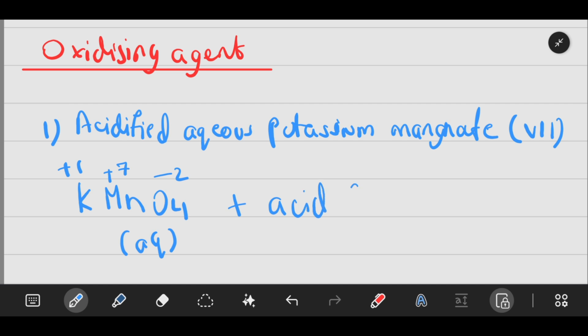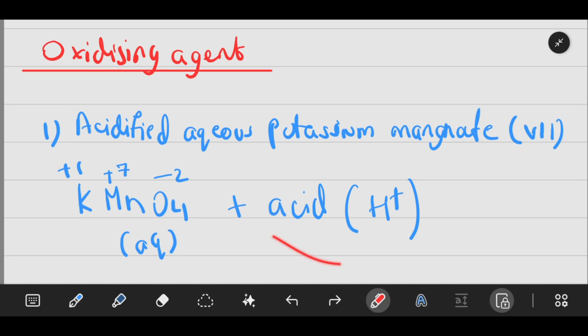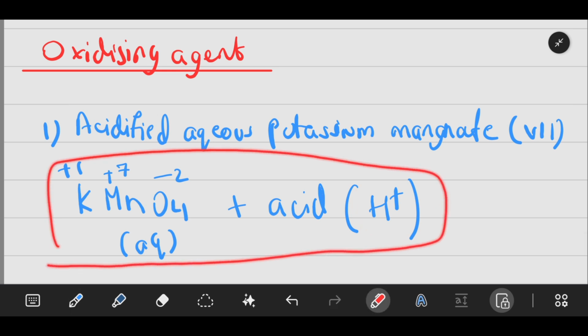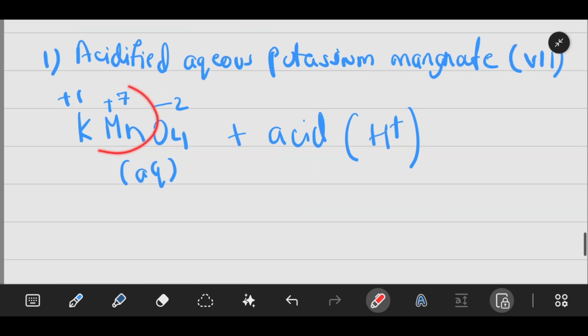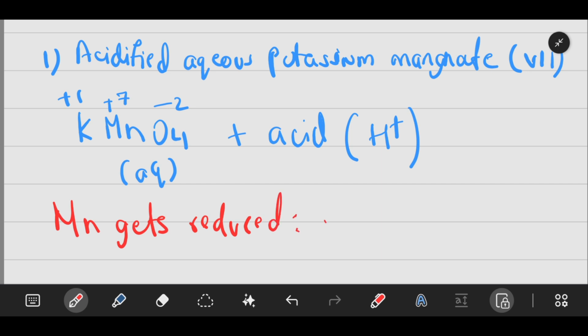Now acid contains H plus ions, right? By the way, this can be any type of acid, be it sulfuric, nitric. It just needs to be an acid, and because it's an acid, it just has to have H plus ions present in it. Now, when this whole mixture works as an oxidizing agent, it is the manganese that gets reduced. Like so, the manganese gets reduced, hence it is called an oxidizing agent.